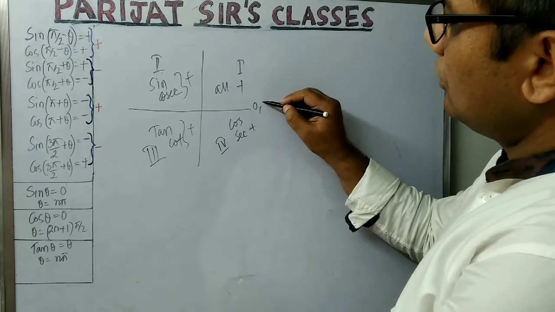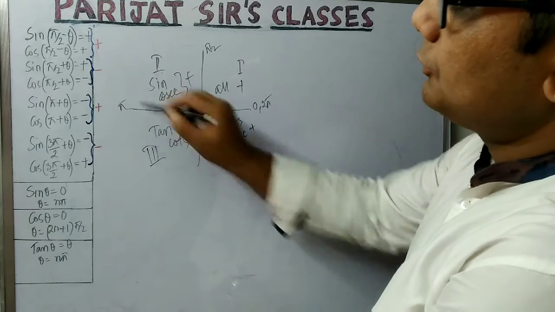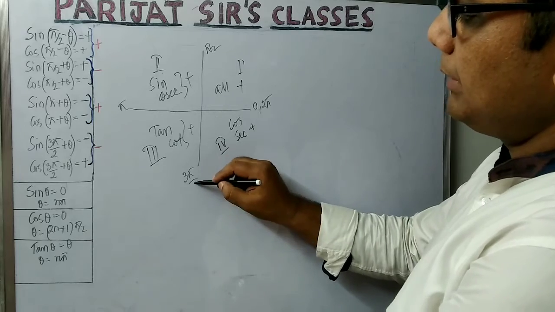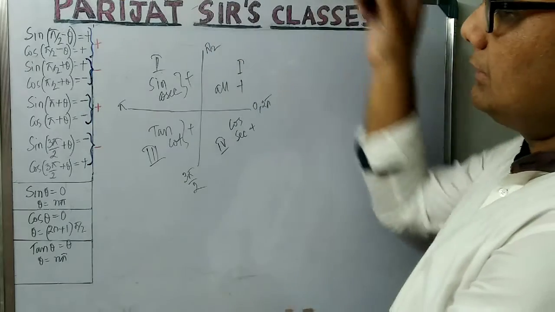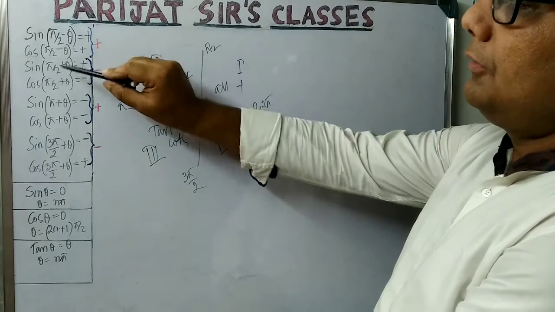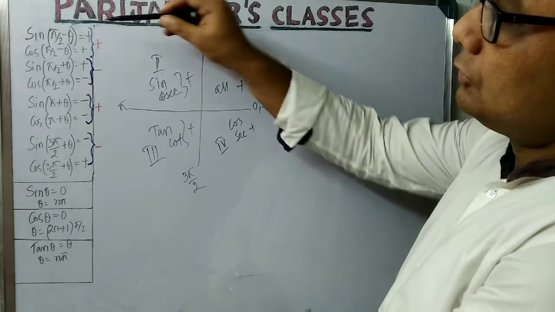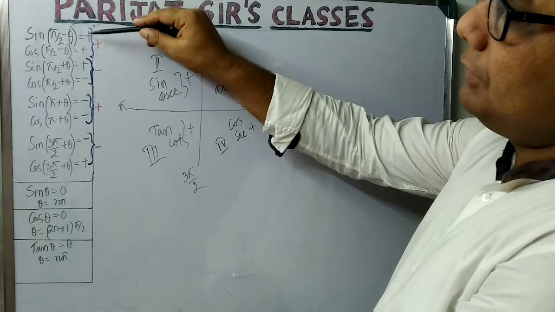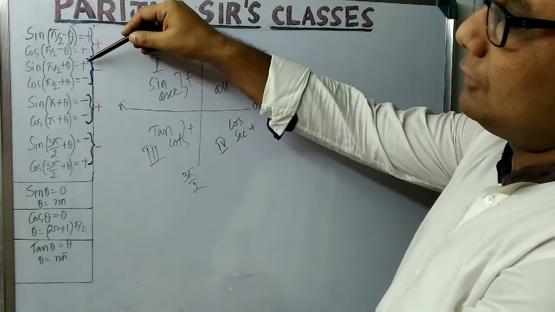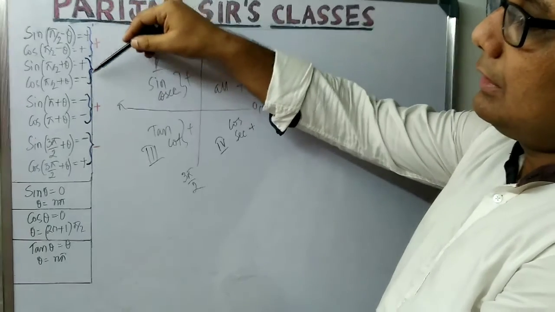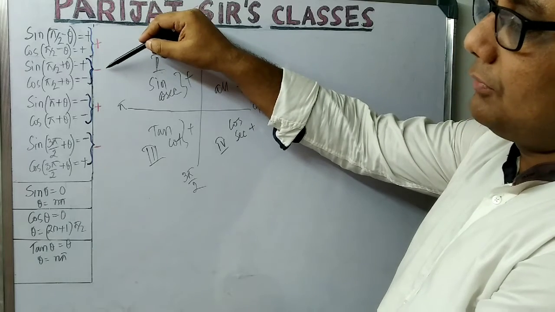So this is 0 and 2 pi, this is pi by 2 which is 90 degrees, this is pi, and this is 3 pi by 2. What I want to explain is that if I take sin(pi/2 - theta), I am in the first quadrant, so it is positive. If I take cos(pi/2 - theta), I am in the first quadrant, it is positive. So if I multiply these two, positive and positive is positive. Similarly, sin(pi/2 + theta) is in the second quadrant, sine is positive. cos(pi/2 + theta), in the second quadrant, cos is negative. So if I multiply these two, positive and negative is negative.